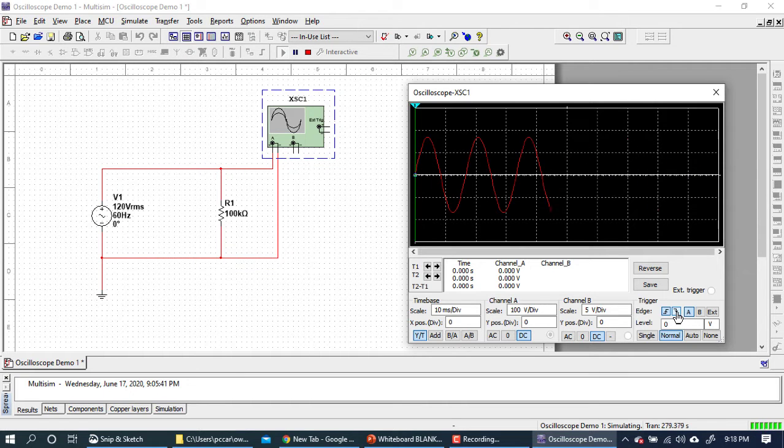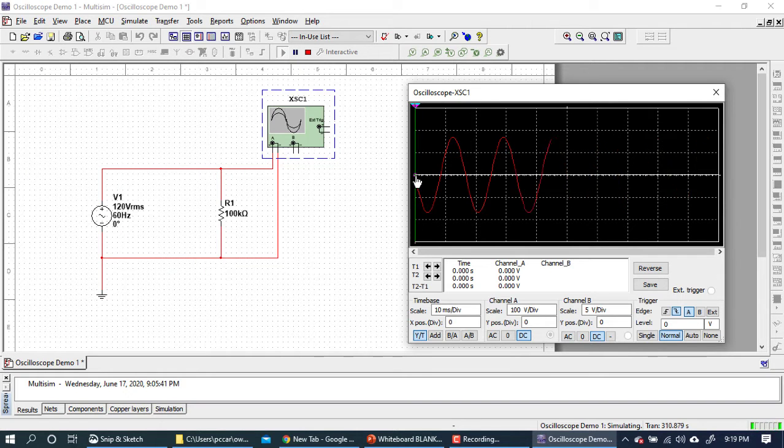So let's click the falling edge and leave the level at 0. Now, if you'll notice, the waveform starts at 0 volts on the falling edge. So every time we have a falling edge, it's going to sync the waveform at that spot. And what that does is it simulates that the waveform is not dancing around on the screen. Since every time the screen refreshes the waveform starts at the same point in its cycle, it makes the waveform look like it's standing still.